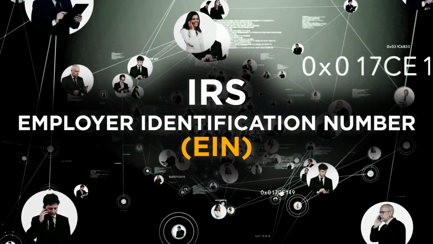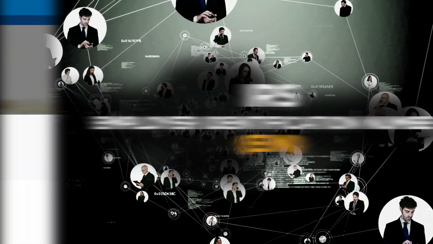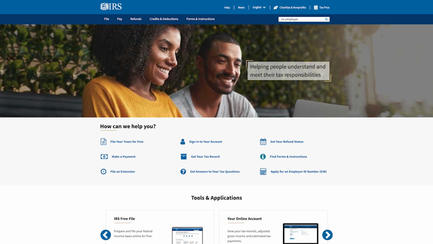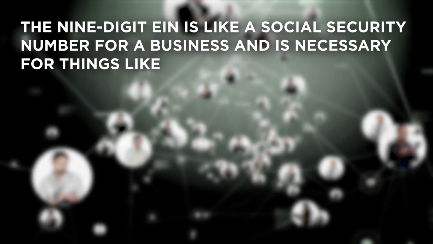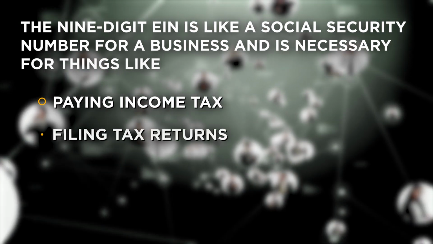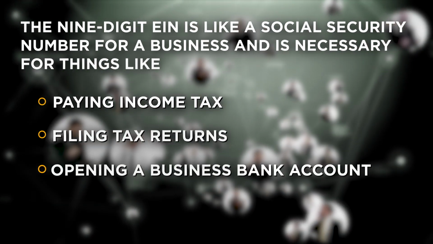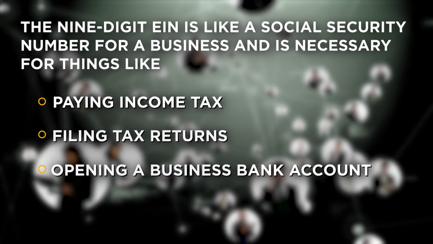Step 6. Get an EIN. Before your company is ready to start doing business, you must obtain an IRS Employer Identification Number, EIN, by applying on the IRS website. The 9-digit EIN is like a social security number for a business and is necessary for things like paying income tax, filing tax returns, and opening a business bank account. You can apply for an EIN on the IRS website.